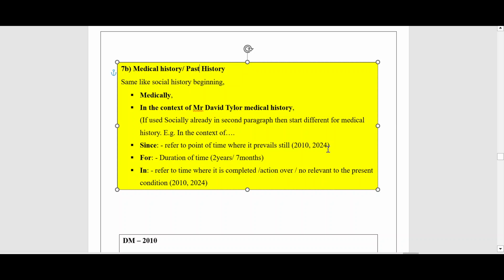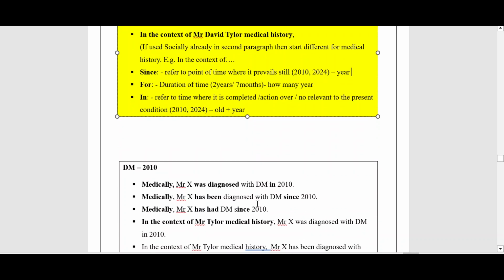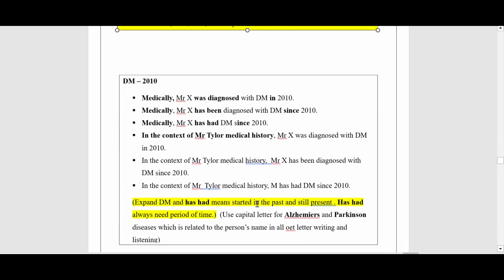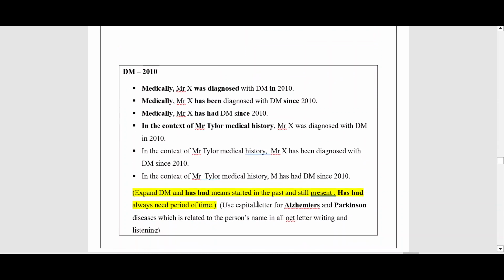When there is a year, then this format, year. How many years, this also, old plus year. Okay, and this year is like 2010 and 2024, this kind of thing. Now I will teach you anyway in the coming videos. So you can see clearly, 2010 I have mentioned here.